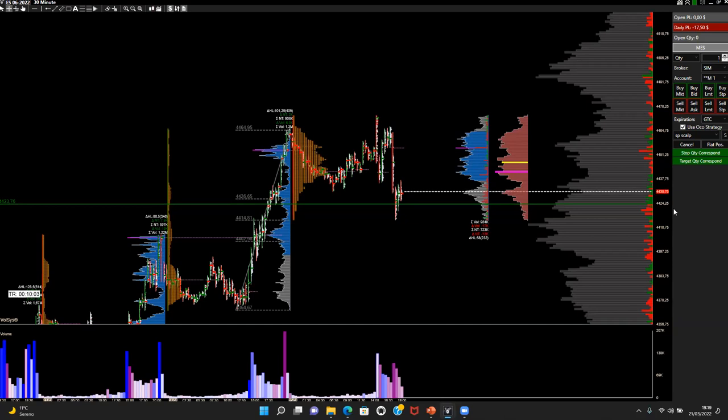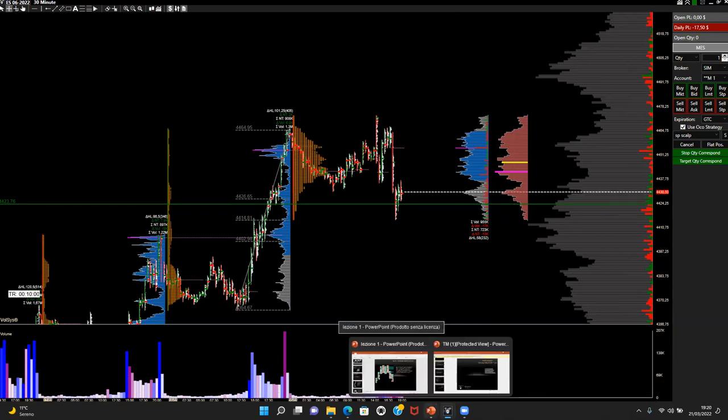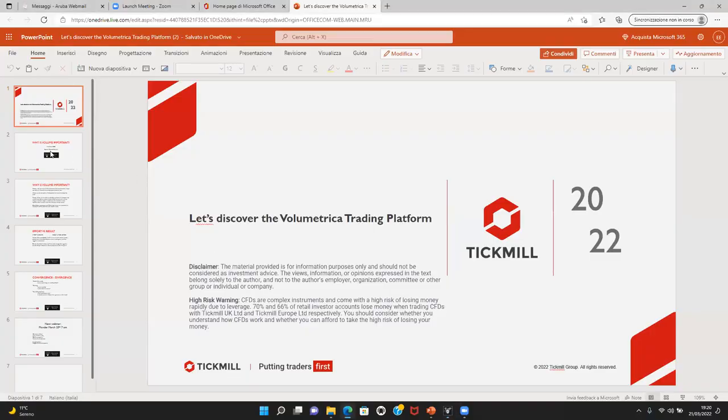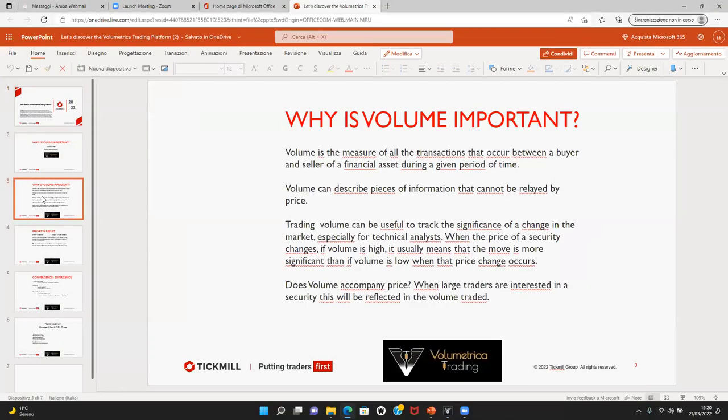But we will get started today talking about what volume is and why it is important. So basically, maybe some of you are already trading with volume, or maybe somebody is just curious about it because it is a topic which is quite trending at the moment, okay? But let's say, why is volume important? Volume is basically the measure of all the transactions that occur between a buyer and seller of a financial asset during a given period of time.